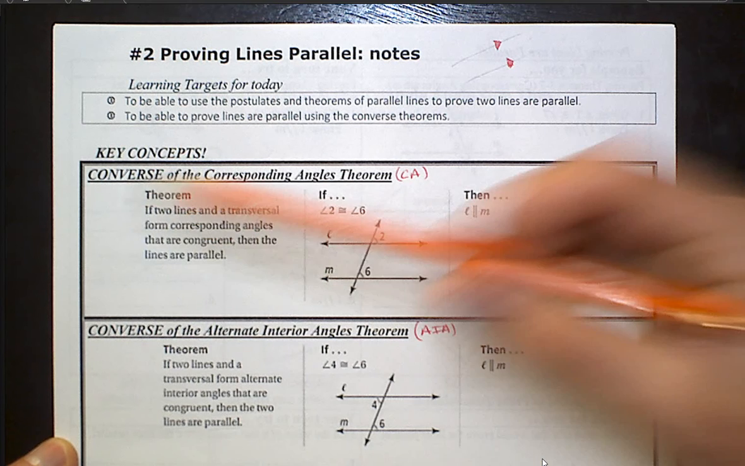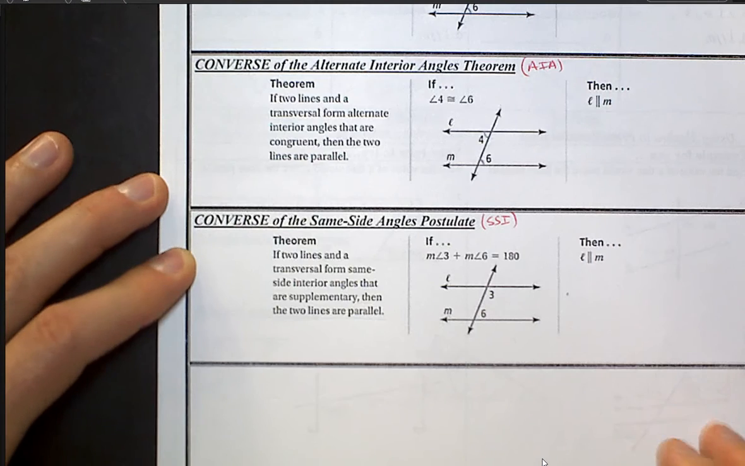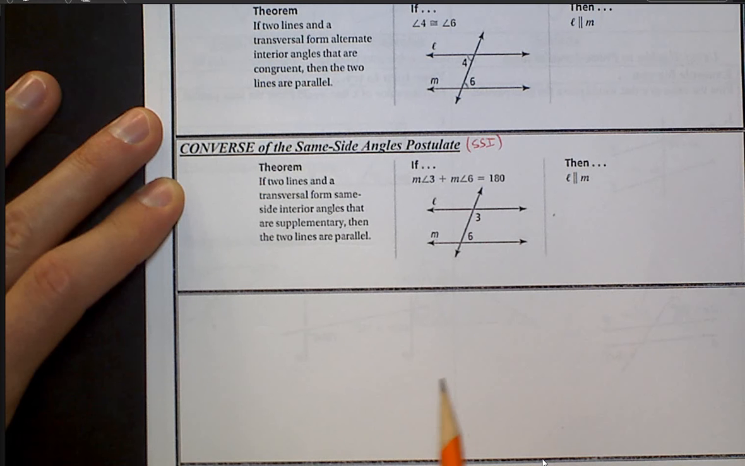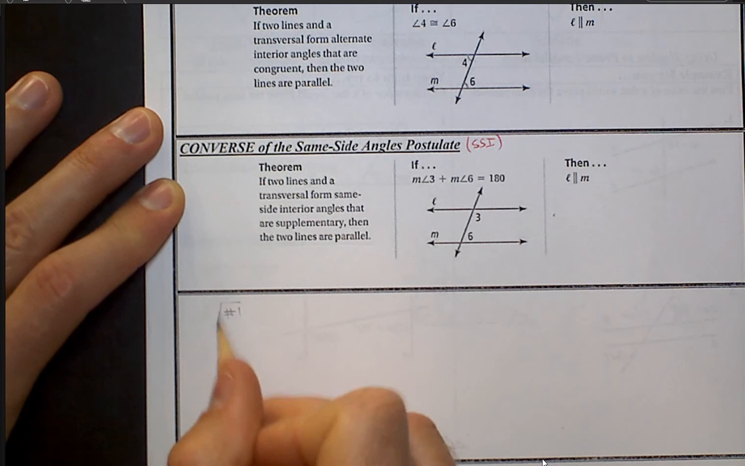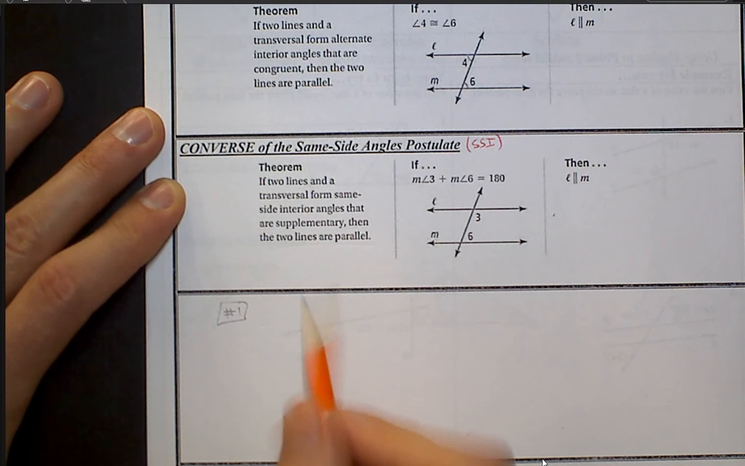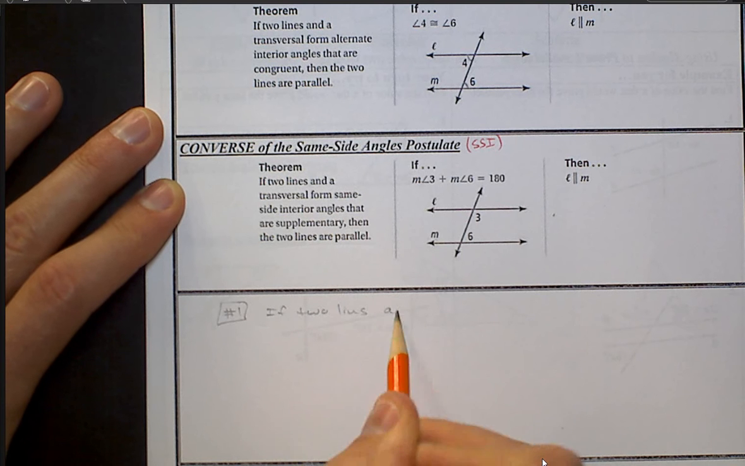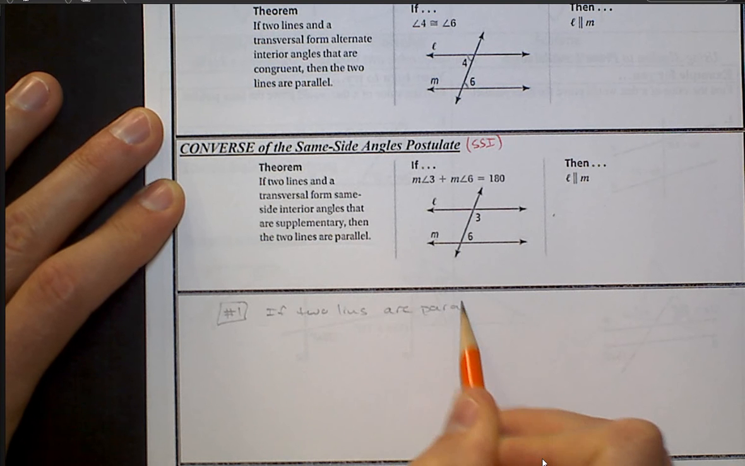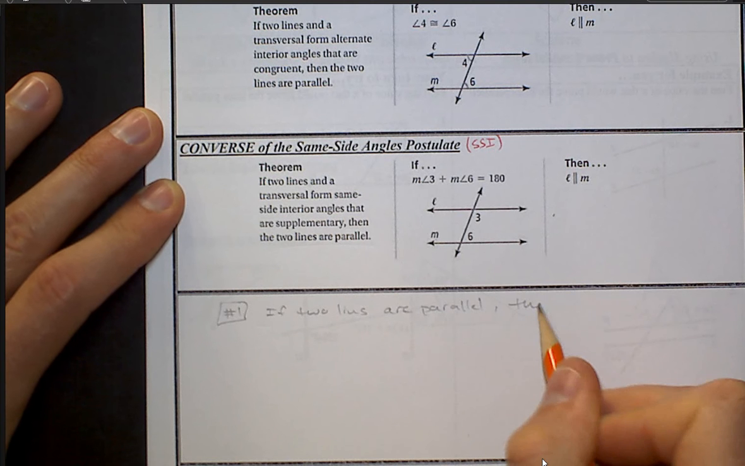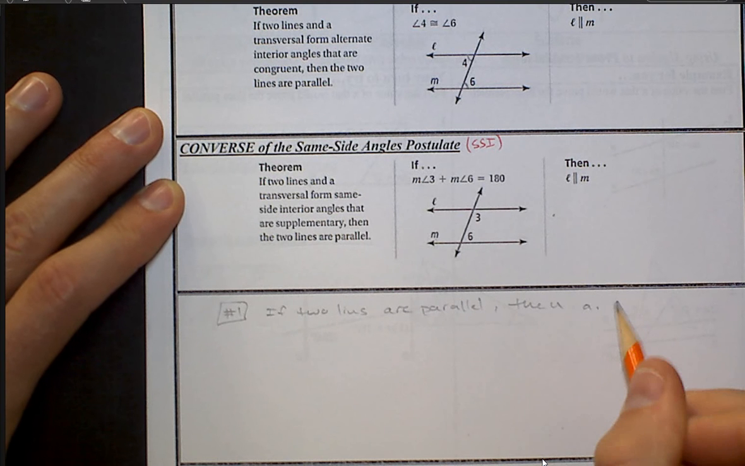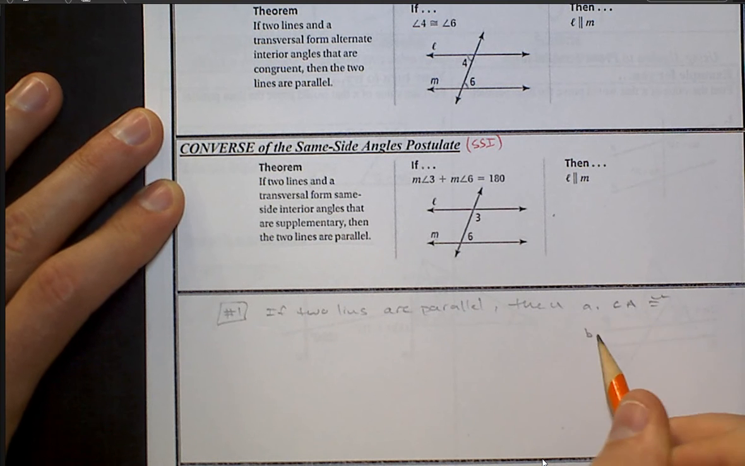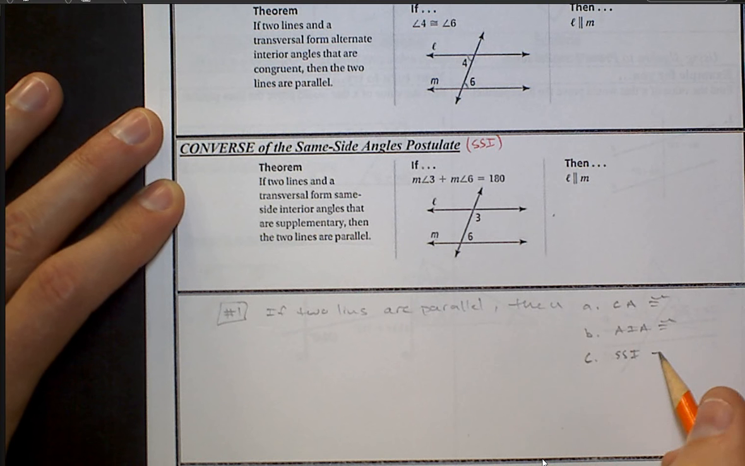Down at the bottom in this empty space, I'm going to recap what we did in lesson 1. I'll put a number 1 for lesson 1, and simply write a conditional statement from lesson 1. If two lines are parallel, then I'm going to write 3 situations. CAs are congruent, AIAs we know are congruent, and what about SSIs? Do you remember what SSIs mean? They mean equal to 180 degrees.